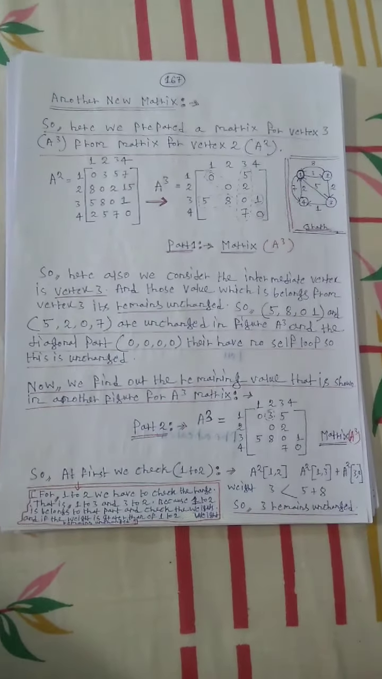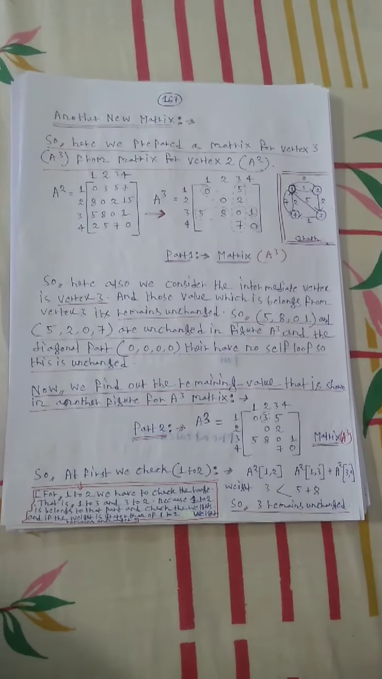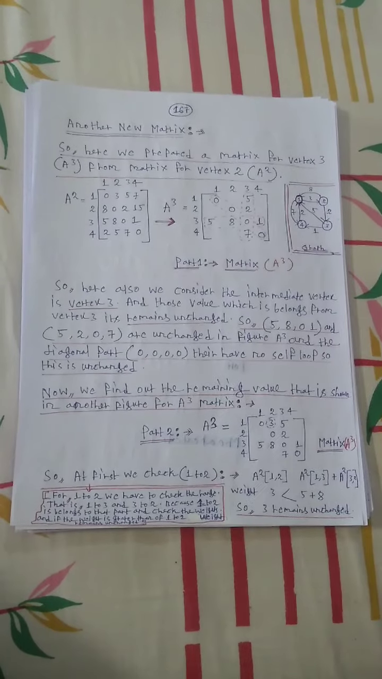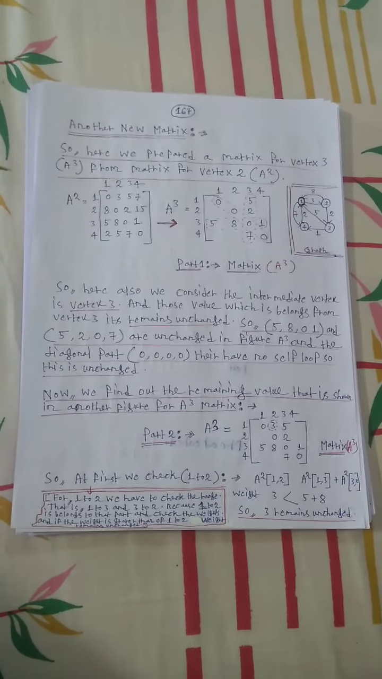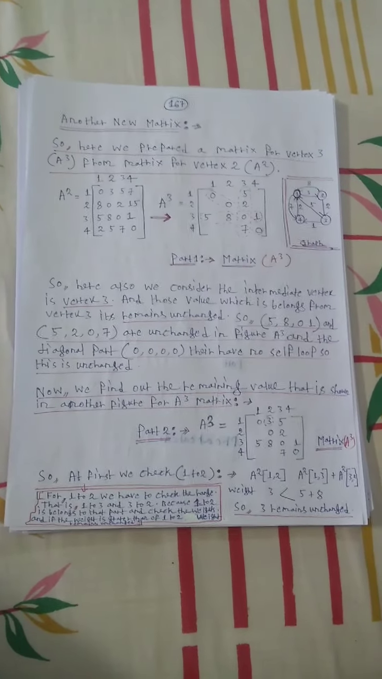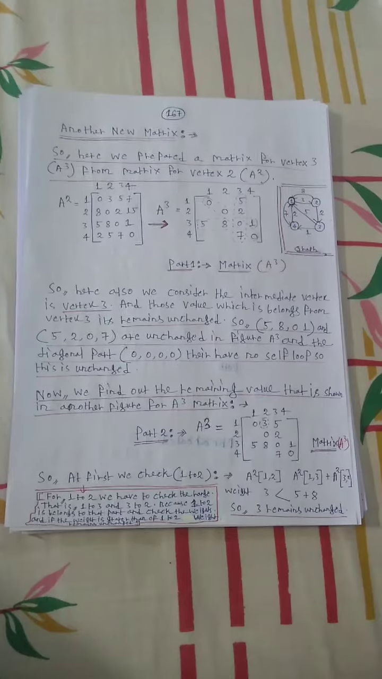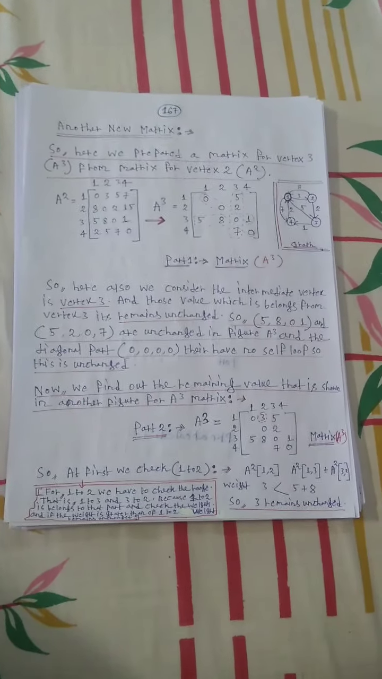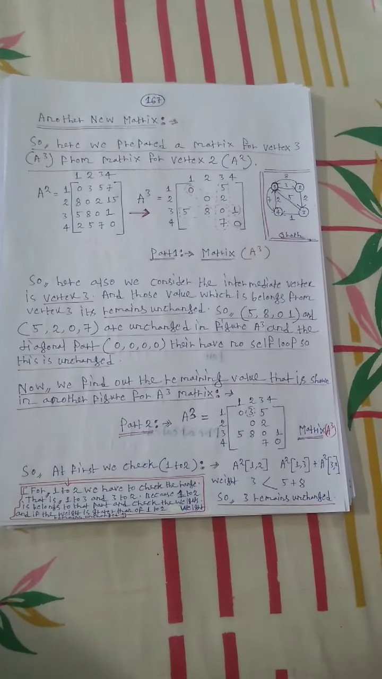Likewise this continues. Another new matrix is prepared for vertex 3, from the matrix for vertex 2. So from A2 we get A3. Here also we consider the intermediate vertex as vertex 3, and the values belonging to vertex 3 remain unchanged. So 5 8 0 1 and 5 2 0 7 are unchanged in figure A3, and the diagonal part 0 0 has no self loop, so this is also unchanged.